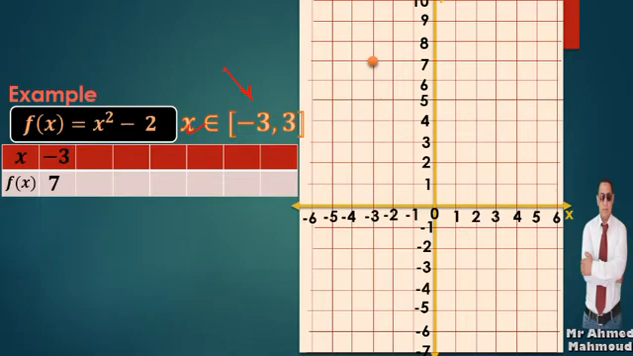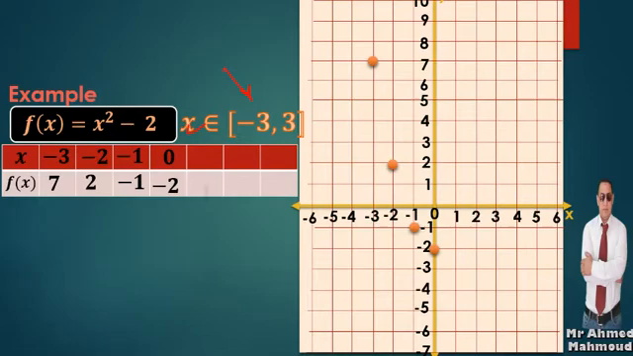Okay, and then here we are going to put negative 2. Negative 2 to the power of 2 minus 2 equals 2. It will be negative 2 and 2 here in this position. And here negative 1. Negative 1 to the power of 2 minus 2 equals negative 1. Negative 1 and negative 1 here in this position, as we see. And at x equals 0, 0 to the power of 2 minus 2 equals negative 2. It will be 0 and negative 2 here.